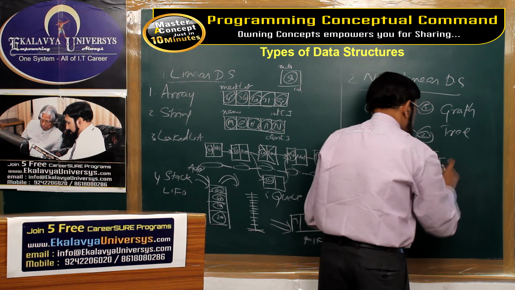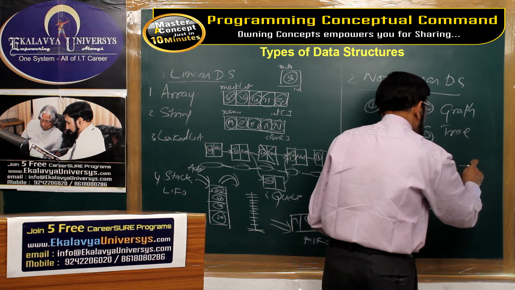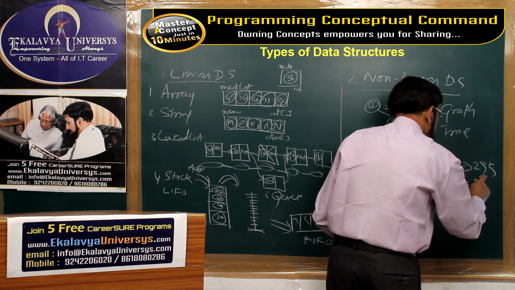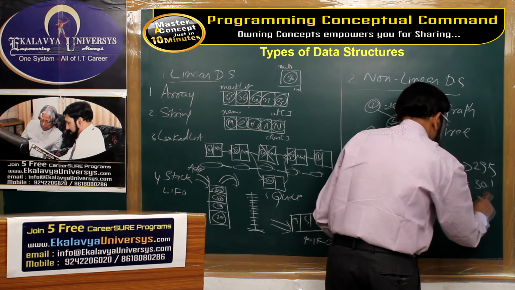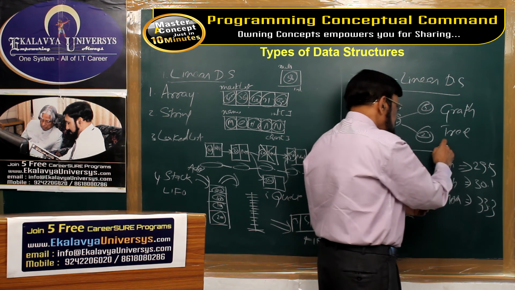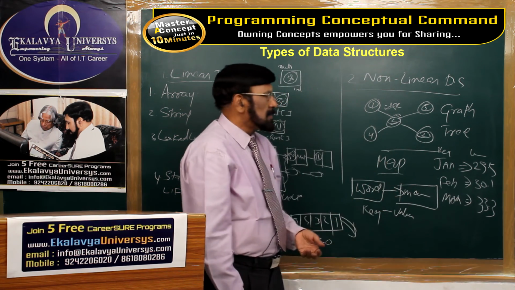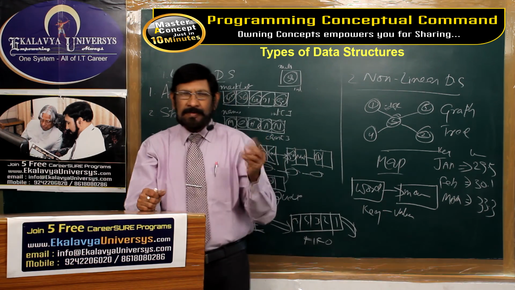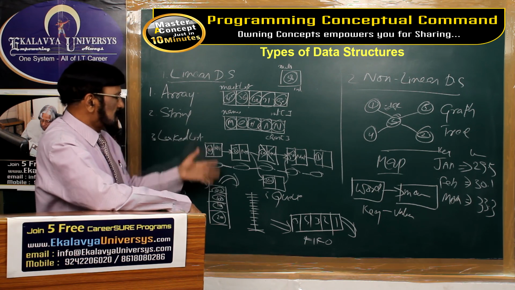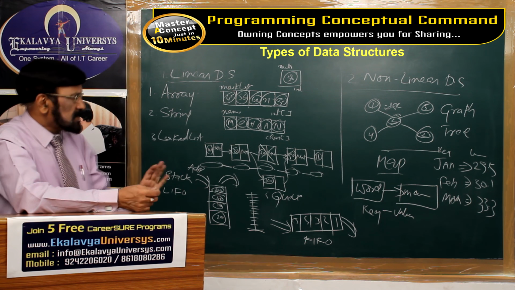Suppose January, February, March, 3 months are there. The average temperatures are January 29.5, February 30.1, March 33.3. Now we see this is the key, this is the value. A key-value link is created, and those are called a map. These are advanced ones. If you are a beginner, it is difficult for you to understand this. But you must have a clear idea about all these data structures in this fashion.